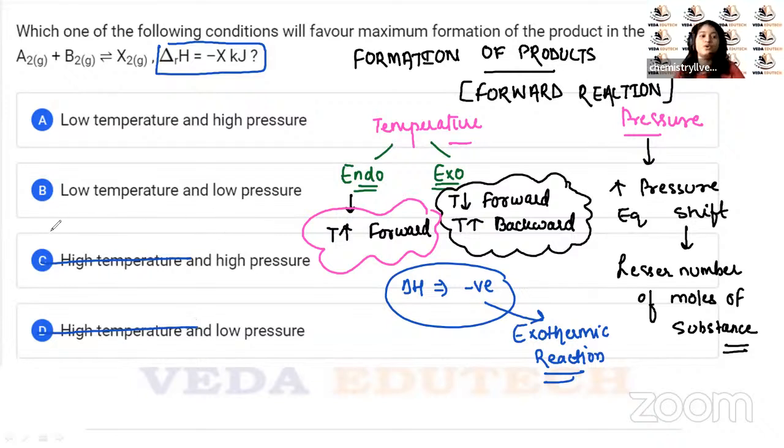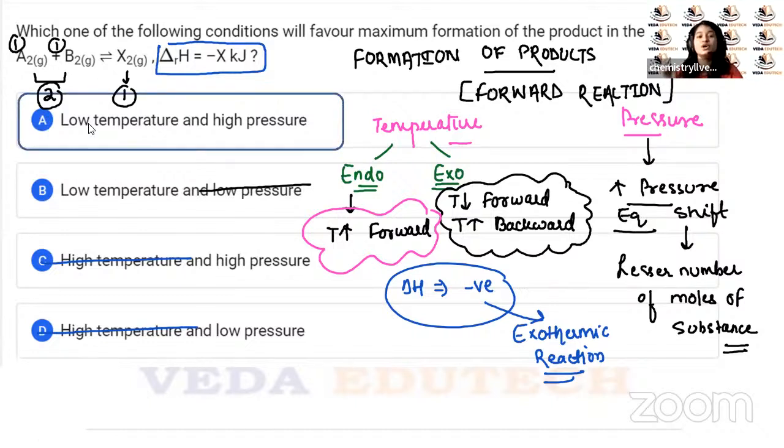Now we'll see the number of moles. For the gaseous reactants there are 2 moles, one in each case, and in the product you have 1 mole. So there is a lesser number of moles on the product side. If you want to go towards the lesser number of moles, you have to increase the pressure. So low pressure is not an option for us. The only option available is option A, that is low temperature and high pressure.